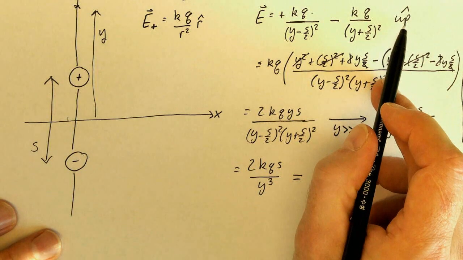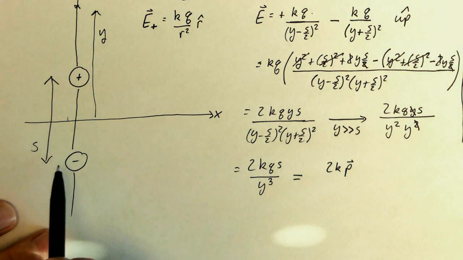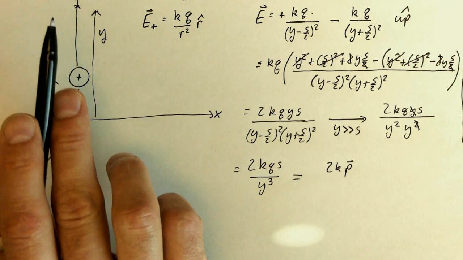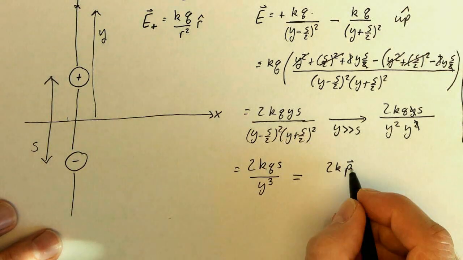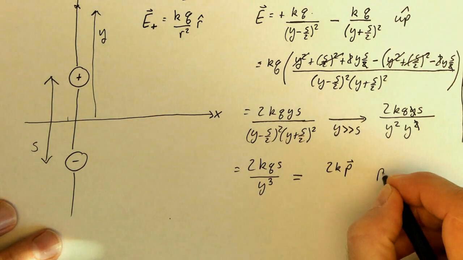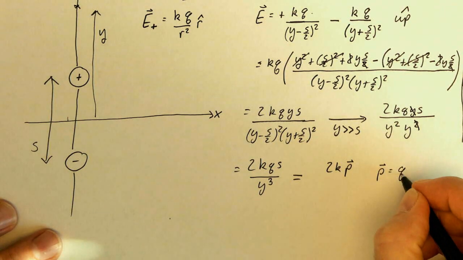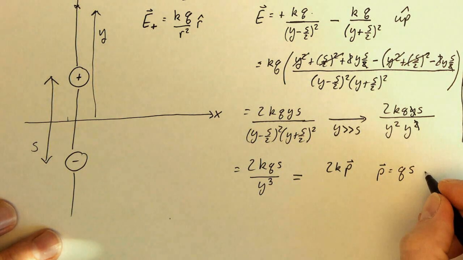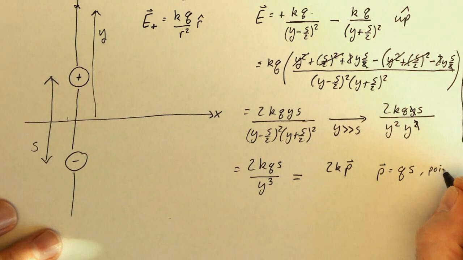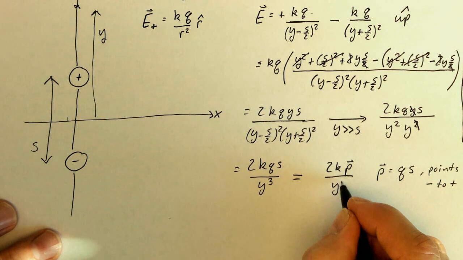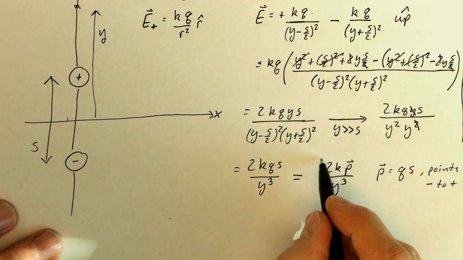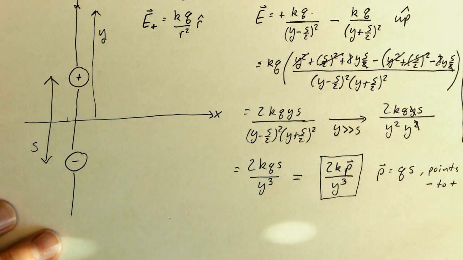Remember, our direction was up this whole time. We can say that p points from the negative to the positive, which in this case is up. And our derivation was assuming the positive was higher than the negative. And so by defining p as being the size of the charge times the separation and points from the negative to the positive, then we can indicate both the size of this as well as its direction. So that is the electric field of a dipole along the axis of the dipole.